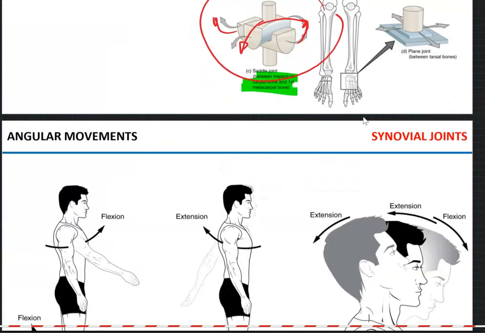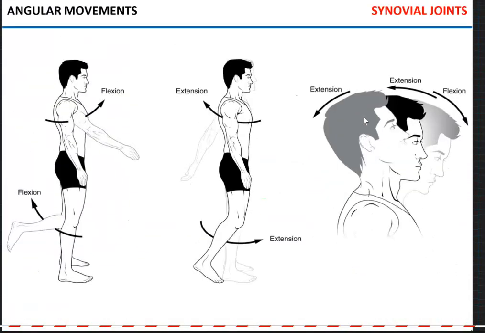Okay, so now let's talk about the movements. The word flexion is used for the movements that occur in the sagittal plane. Flexion is referred to the situation when the angle between the limb and the axis of the body decreases, and extension is when the angle increases.